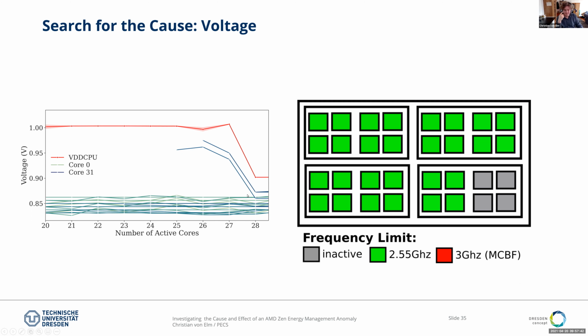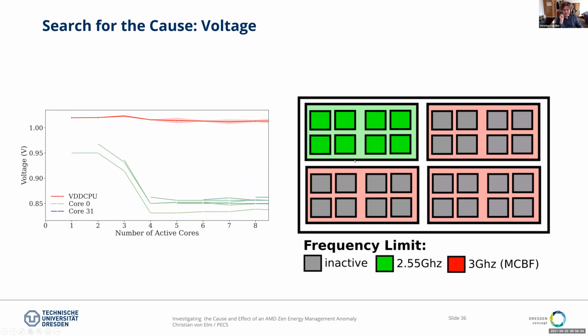To show what we think is the cause for that, I have highlighted the NUMA nodes in this graphic in light green or light red. Light green means that the cores of this NUMA node have a frequency limit of 2.55 gigahertz. And light red means that the cores of that NUMA node have a frequency limit of 3 gigahertz.